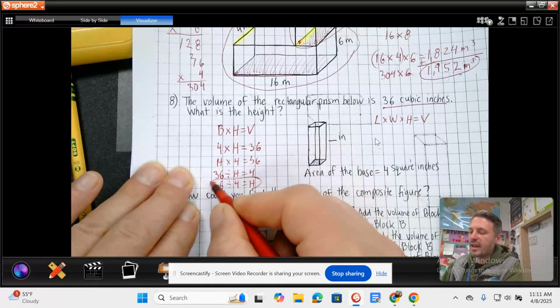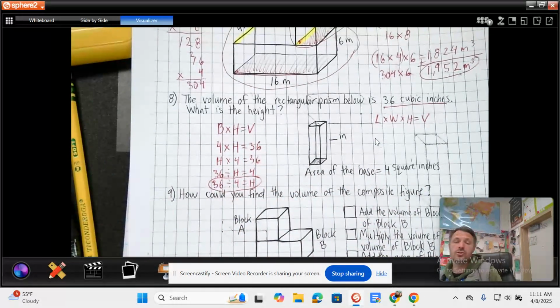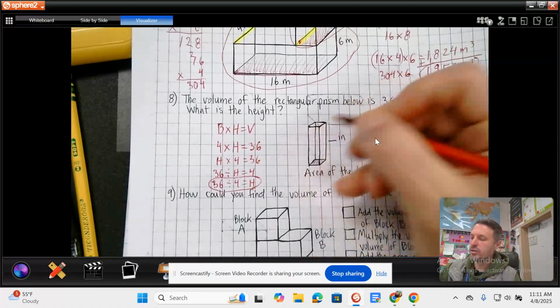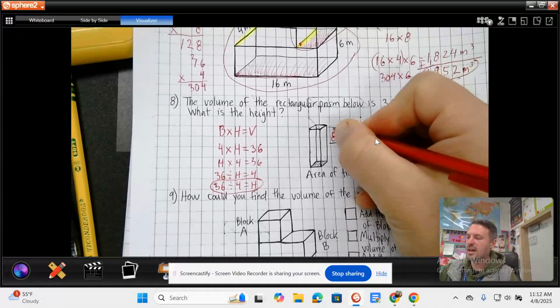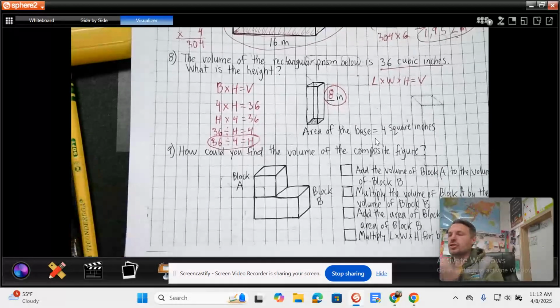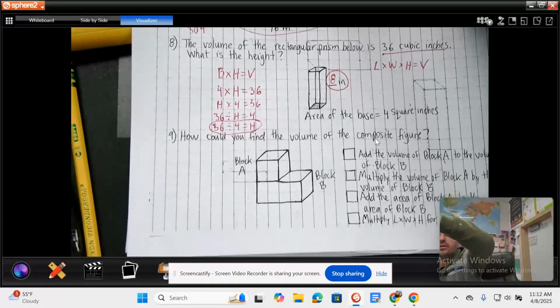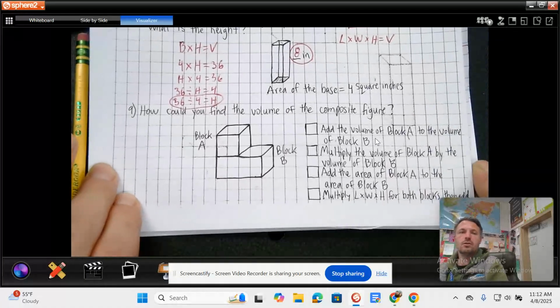Since this is the one that has the unknown on the right side of the equal sign, that's the one we use to solve for h. And 36 divided by 4 is 8. So h equals 8. So the missing height is 8 inches. Okay? Hopefully that made sense to you. There will be a question just like that on the independent assignment that you'll do right after this video.